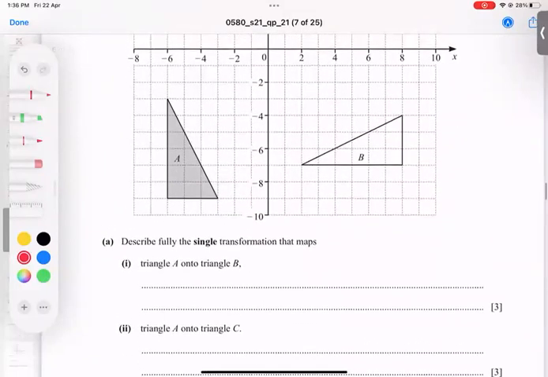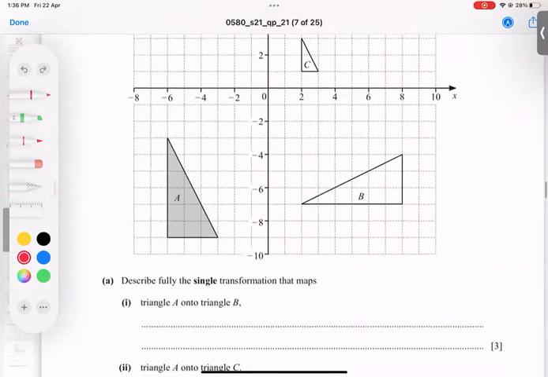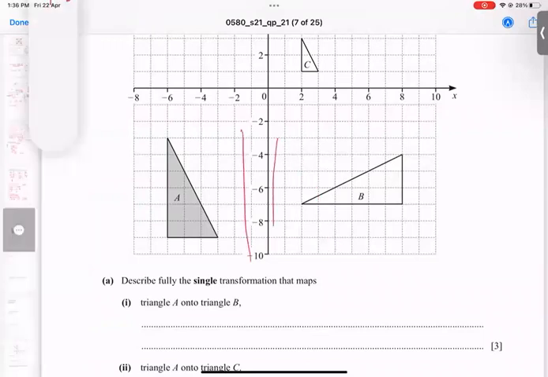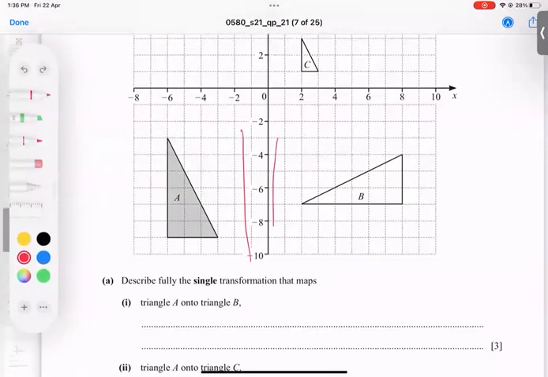Now the question is transformation. First, he's saying describe fully A onto B. So what is going on between A and B? It is very clear. In reflection, this diagram will look like this. Sorry, not like this, I show again. It looks like this. In translation, simply the object moves, like this. But in enlargement, it becomes bigger or smaller. But this is a rotation definitely. So first we can write rotation.